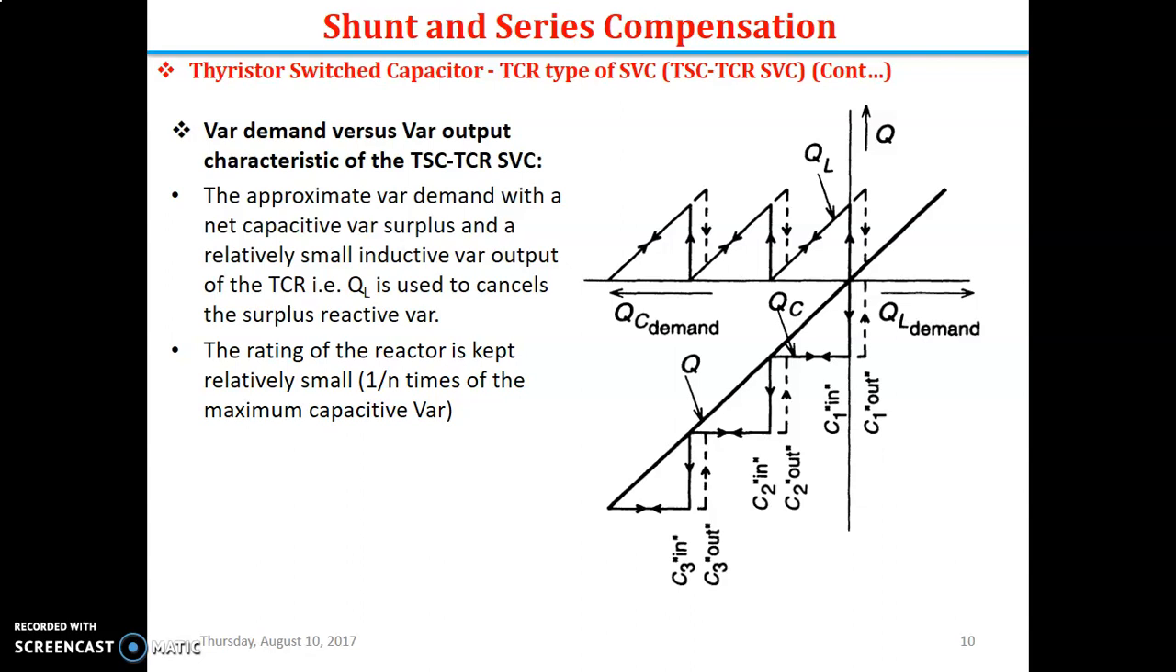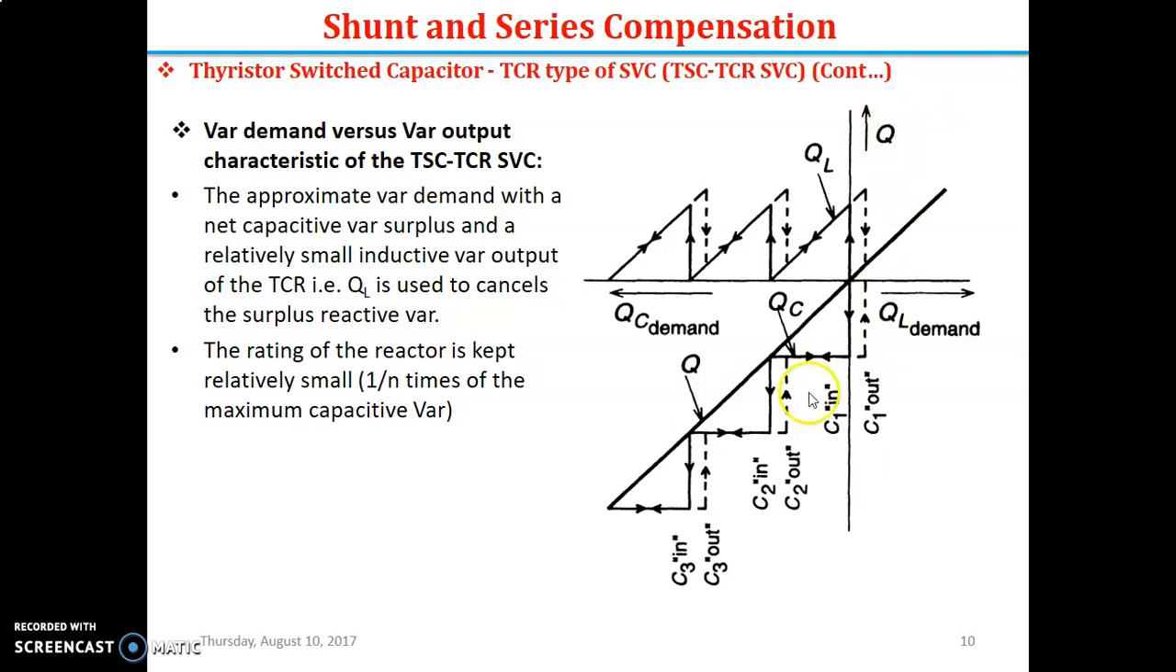In this waveform, here this is the QC demand and this is the QL demand, that is the reactive power demand of the capacitor, and this is the inductive reactive power demand. And along the y-axis we have the reactive power supply, that is capacitive power supply on the downside, and inductive power supply on the upward side of this y-axis.